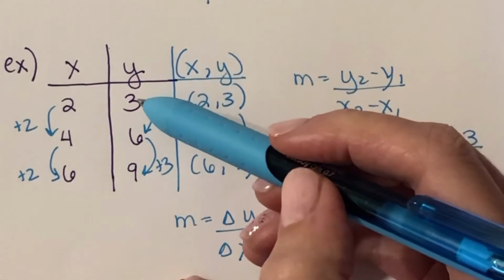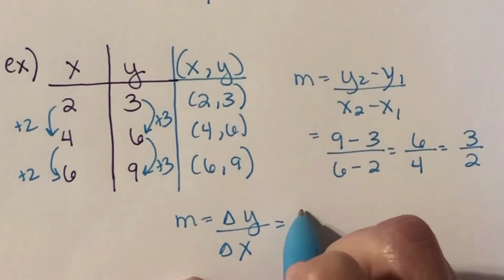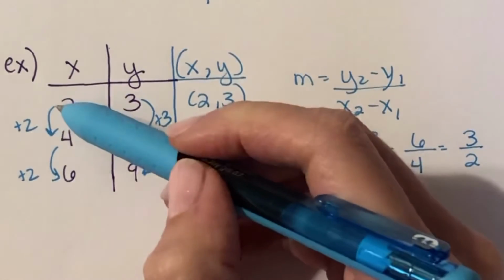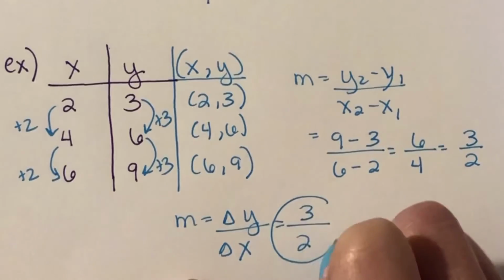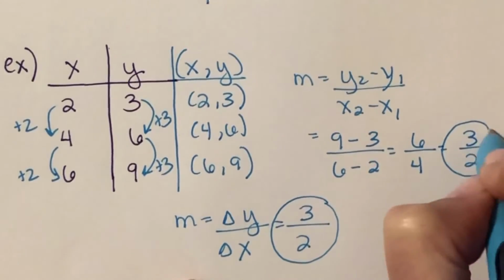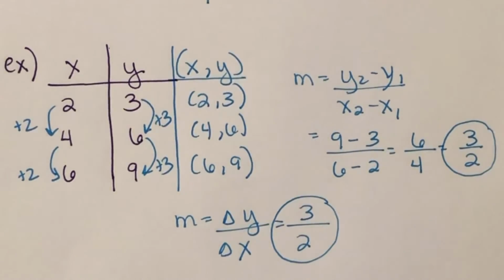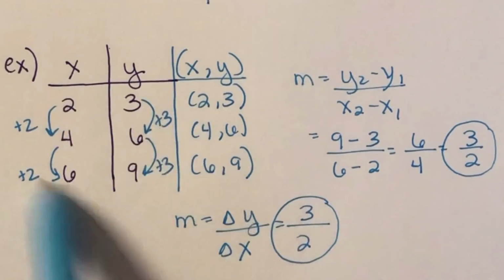So my y's are changing by a positive 3 every time that my x's are changing by a positive 2. So I have a slope of 3/2 and 3/2. Either way I do it, I can find a slope of 3/2 from this table.